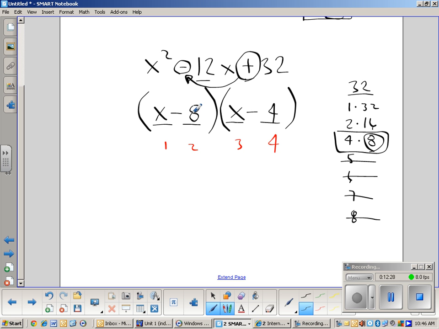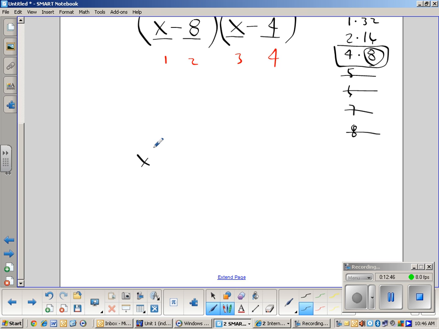Any questions on this one? Anybody kind of foggy about this? I'm going to do one more. Anyone? Yeah. Okay, I'm a little confused. What if the first set was a plus instead of minus? So you're saying what if I had x squared plus 7x plus 10?